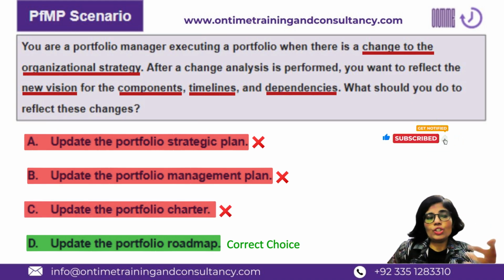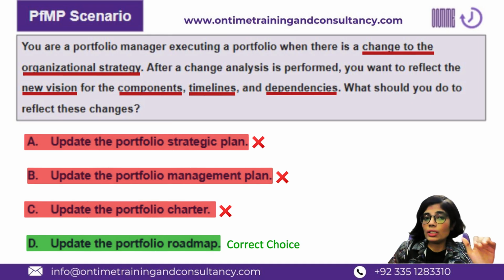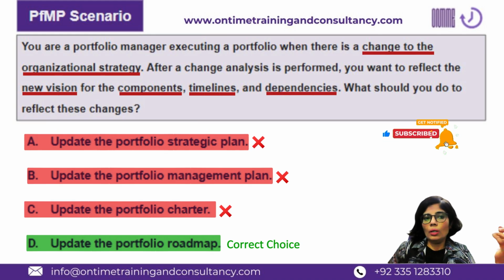Why not charter? Charter is an artifact which authorizes the existence of the portfolio in the organization formally and the formal announcement of the portfolio manager in the organization. Yes, charter is also going to be updated as a result of this change, but charter is not the primary artifact for components, timelines, and dependencies. Again, high-level components, timelines, and dependencies will be there in charter, but we are not interested in high level. We are interested in the actual view of timelines, dependencies, and key deliverables and components and their visual representation, which is roadmap. Right? So roadmap is the right answer to be updated in this scenario.